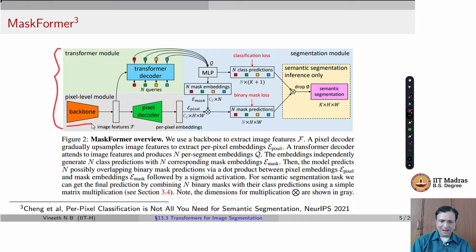a CNN backbone or a ViT backbone, through which they get image features which are fed into the transformer decoder. But the image features are also fed into a pixel decoder which has a few upsampling layers before it goes to the same size as the original image. So the job of the pixel decoder is to keep upsampling the image features until you get the same size as your original input image.